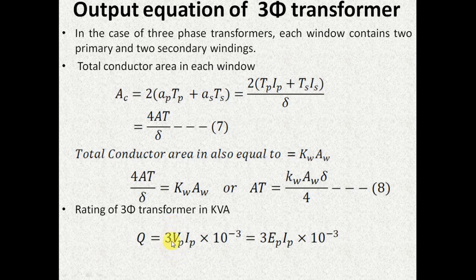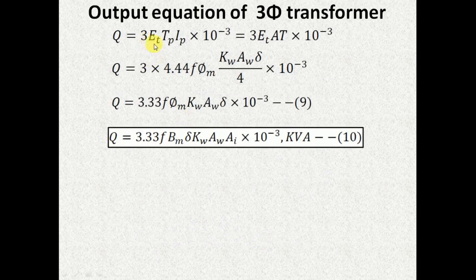So this 3 also makes a significant change in the procedure of obtaining the output equation of a 3-phase transformer. Instead of this Vp you can substitute Ep, because both these values are approximately the same. Thereafter the Ep term can be replaced by Et into Tp. Then in the next step we will be replacing Tp into Ip with At. Then we will give the substitution for At and Et.